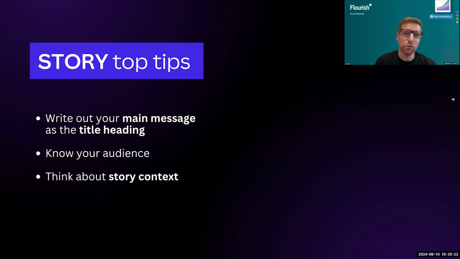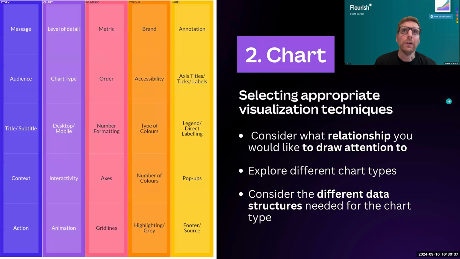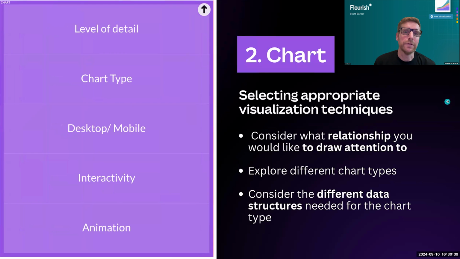Okay, so for story, our top tips would be make sure you write out the main message as your title heading and then use the subtitle to describe the data. Make sure you know your audience and think about that context. Where's this chart going to sit? Okay, so next up, looking at the chart itself.